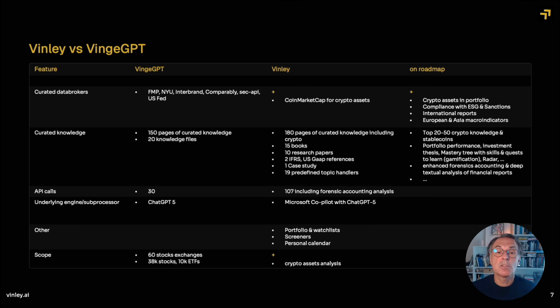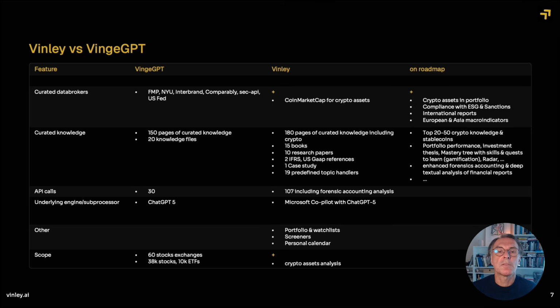In terms of curated knowledge, in the meantime we are at 180 pages of our own knowledge that we have written, every single word. That includes also roughly 20 pages of crypto knowledge. We have added specific books. So yes, you have access to the Intelligent Investor book of 1929. There are some interesting public research papers as well. You have the IFRS, US GAAP references. So we are feeding Vinley.ai with curated knowledge.